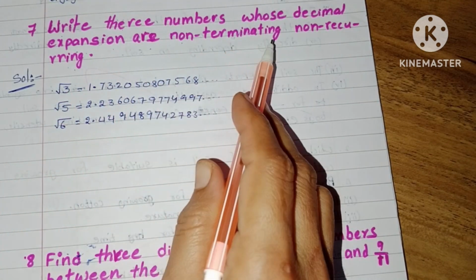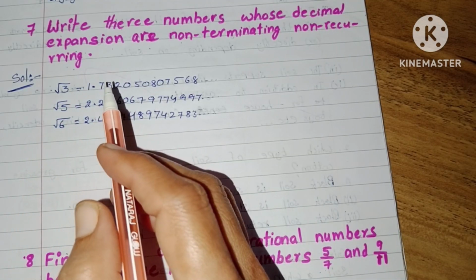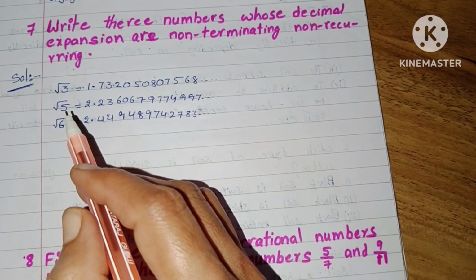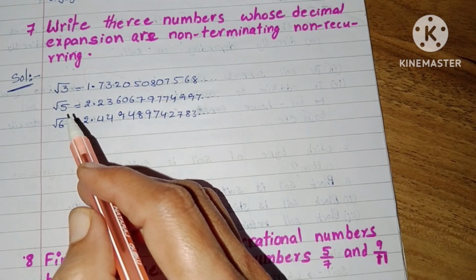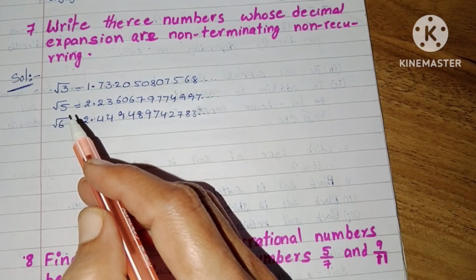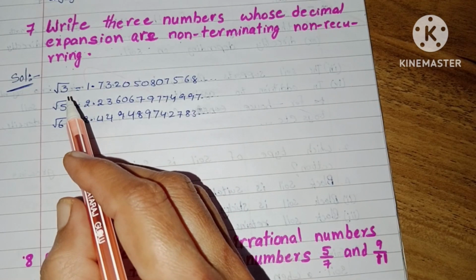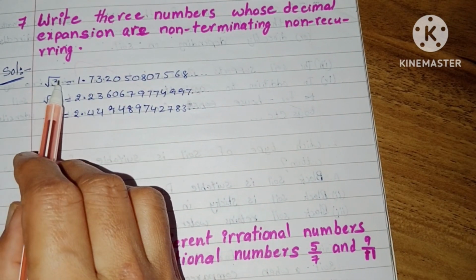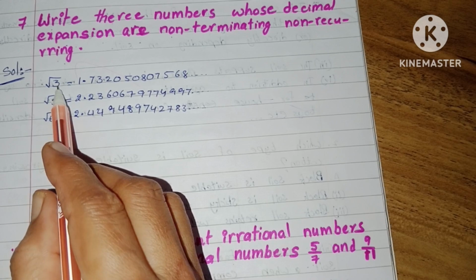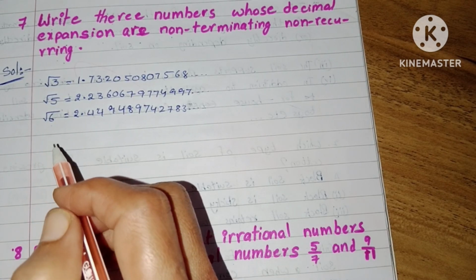Write three numbers whose decimal expansion are non-terminating and non-recurring. Which numbers have decimal expansion non-terminating, non-recurring? We already know that. Irrational numbers, the decimal expansion of irrational numbers is non-terminating and non-recurring. All rational numbers have either terminating decimal expansion or recurring decimal expansion. Only the irrational numbers' decimal expansion is non-terminating, non-recurring. Such numbers are root 3, root 5, root 6 and so on. There are infinite irrational numbers also.